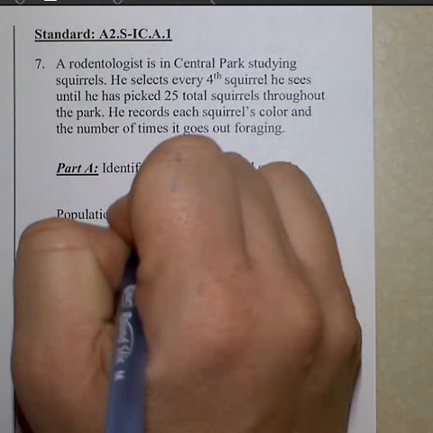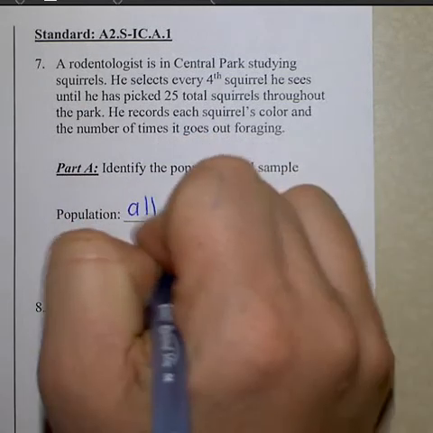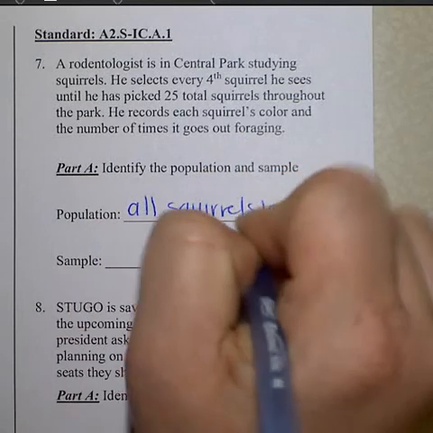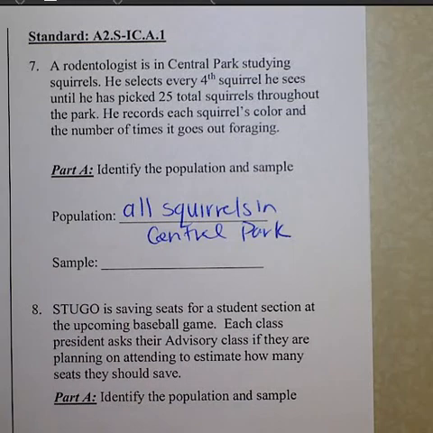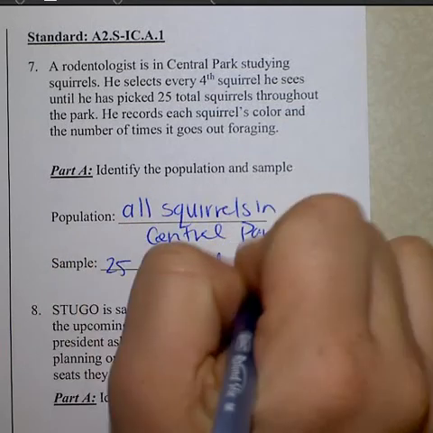Population is all squirrels in Central Park. You need to be very specific to get this right. The sample size is actually who was selected. So the 25 selected squirrels.